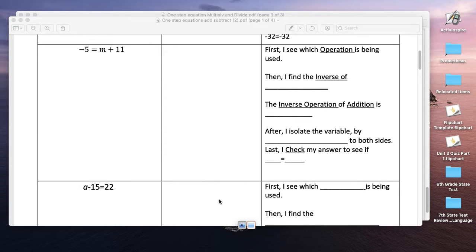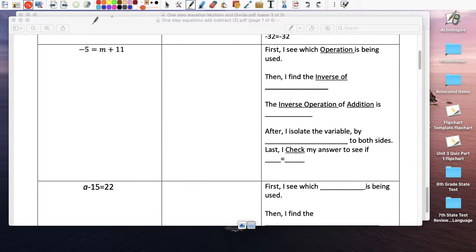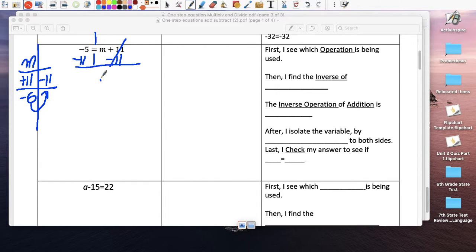Same thing. So again, just a little more practice for you guys. M is my variable. I add 11, and that gives me negative 5. Over here, the inverse operation of plus 11 is minus 11. So I'm going to make my line here, and I'm going to do minus 11, and then minus 11 over here. 11 minus 11 is 0. So M comes down by itself. Negative 5 minus 11 is negative 16.